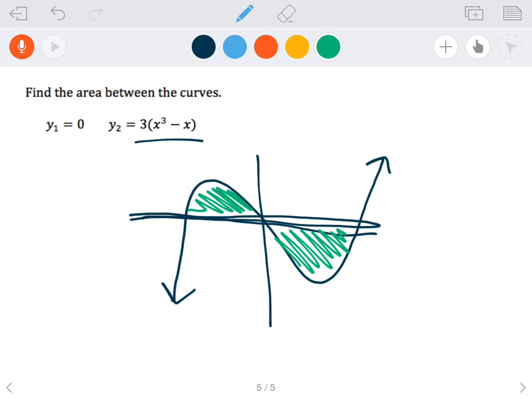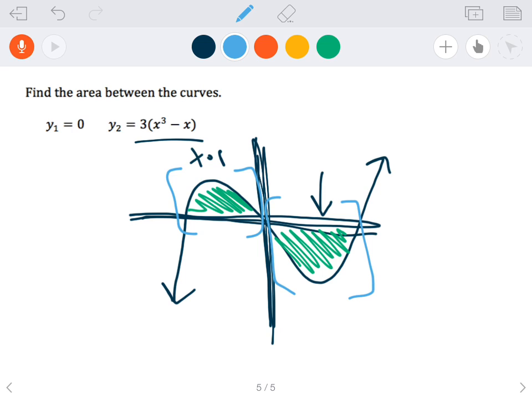And what you see happens is that the top function changes halfway through the problem. It starts out that y2 is on top, but then at this dividing line, y equals 0 switches to being the top function. So what this means is I just have to break up the problem into two separate integrals. I'll find the integral of this section and add it to the integral of this section, where I switch my top and my bottom functions. So let's set that up.